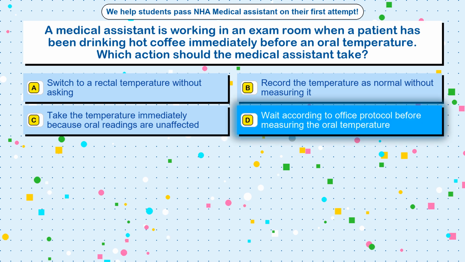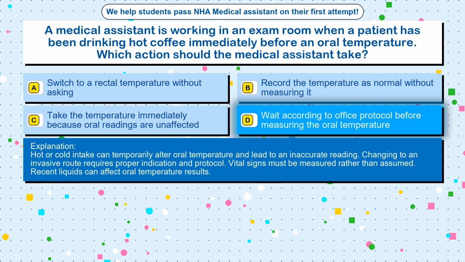The correct answer is option D, wait according to office protocol before measuring the oral temperature. Hot or cold intake can temporarily alter oral temperature and lead to an inaccurate reading. Changing to an invasive route requires proper indication and protocol. Vital signs must be measured rather than assumed. Recent liquids can affect oral temperature results.